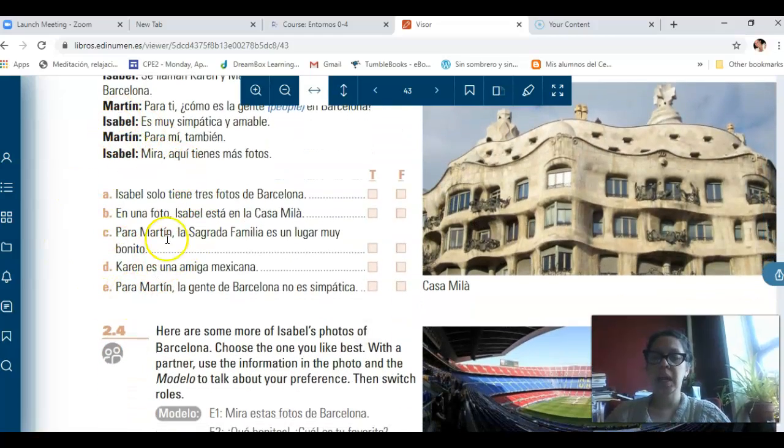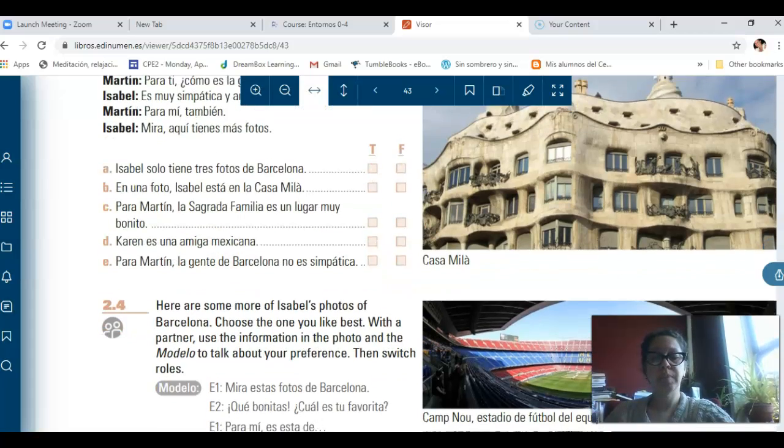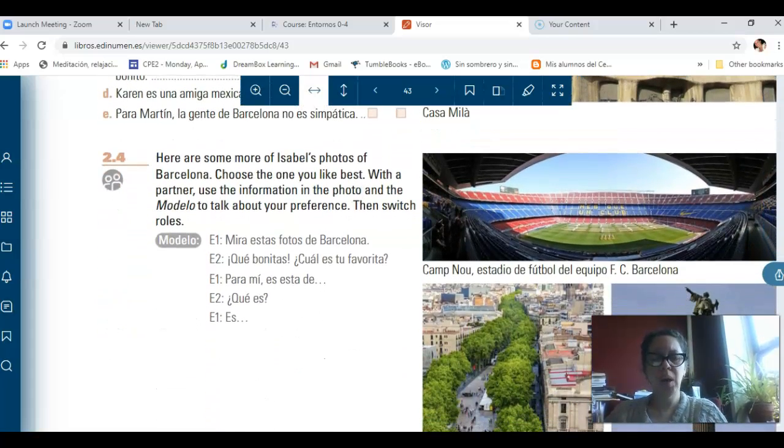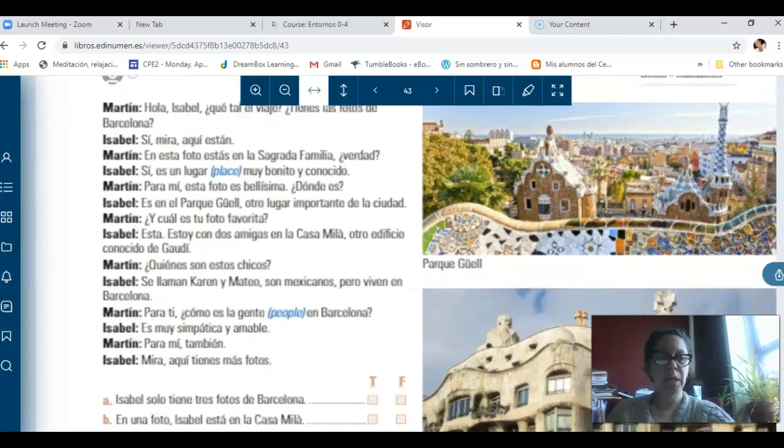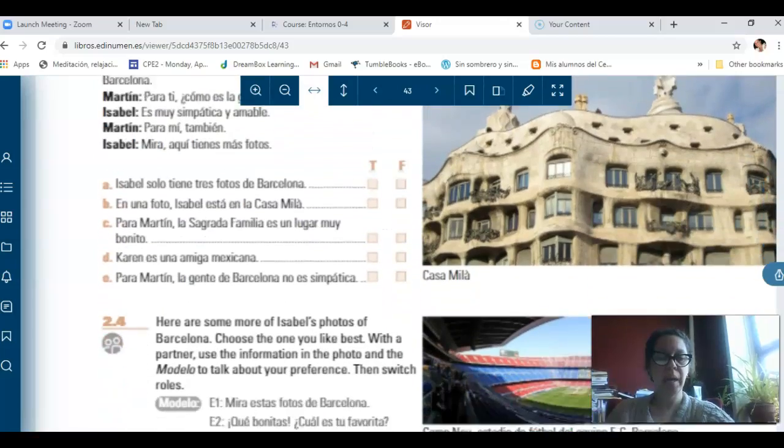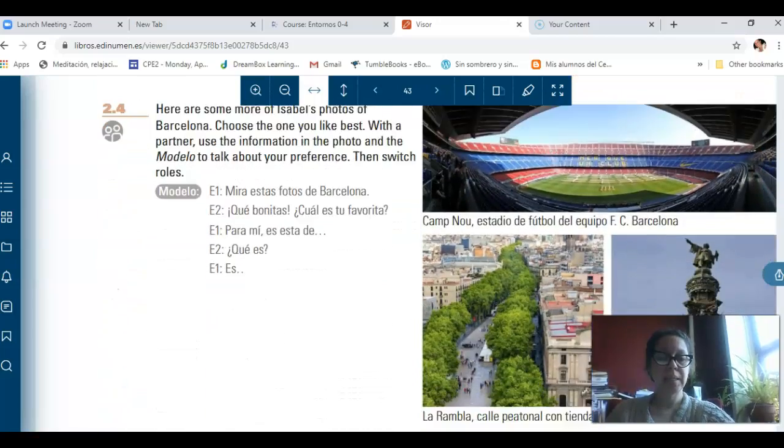Okay, and then try to decide if these statements are true or false. See, once that is done, I urge you to practice our first expression of opinion. Okay. A ver, so in this case, you have here a dialogue between the two students. One is showing photos, and as you can see, the photos are here next to you. Parque Güell, La Casa Milá, etc., etc.